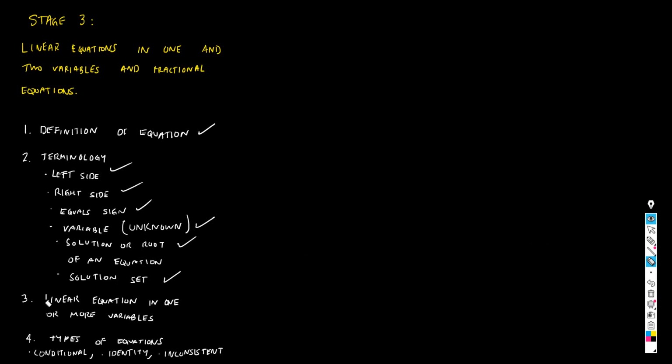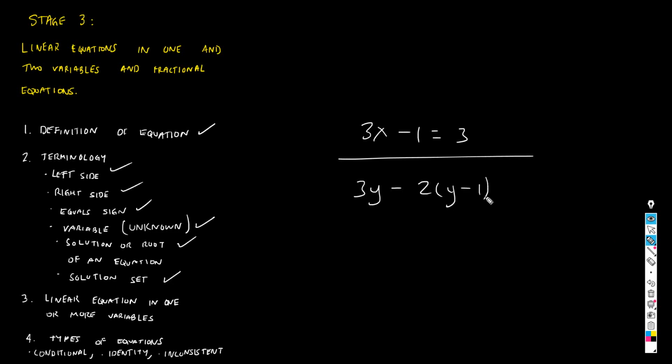Okay, number 3. What is a linear equation in one or more variables? What is a linear equation? What does a line have to do with an equation? Okay, so a linear equation is something like this, guys. I'm going to give you several examples. This is a linear equation, another linear equation, another linear equation.